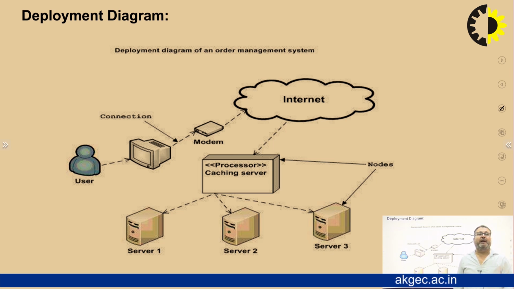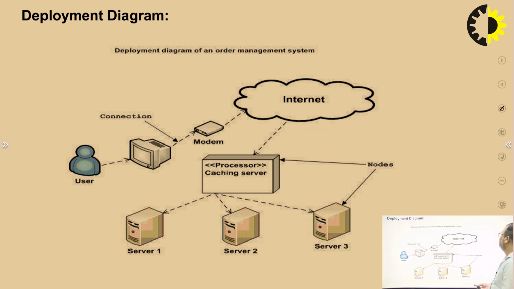Next is the deployment diagram. Deployment means how we are going to implement over the internet. So, what are the various nodes we require to put it on the internet. Even for the order management system, we require a user, we require some system where we could place the order. Then we may require a modem, the internet. These are some kind of servers which we require, like a caching server, server 1, server 2, for that particular application to run. So, this comes under the deployment diagram.